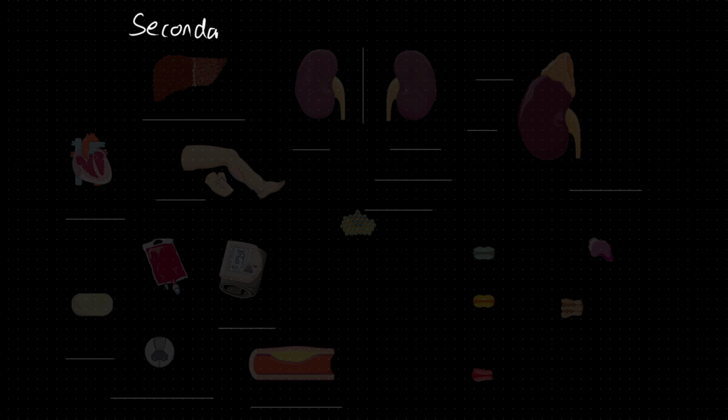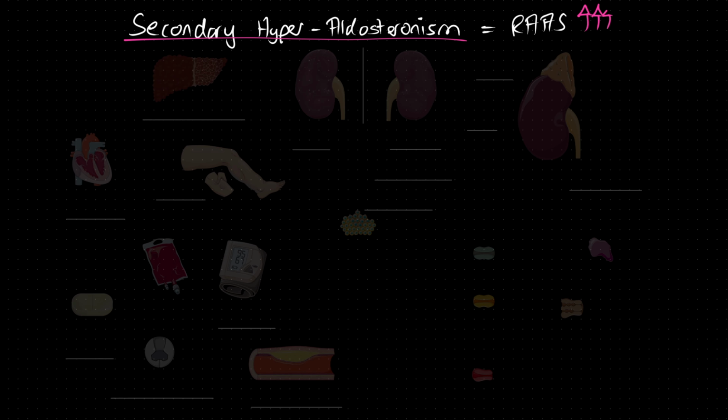What is secondary hyperaldosteronism in one sentence? It's a condition where too much aldosterone is present in the body due to RAAS overactivity, meaning with elevated renin levels. It causes symptoms like hypertension, hypokalemia, and metabolic alkalosis.